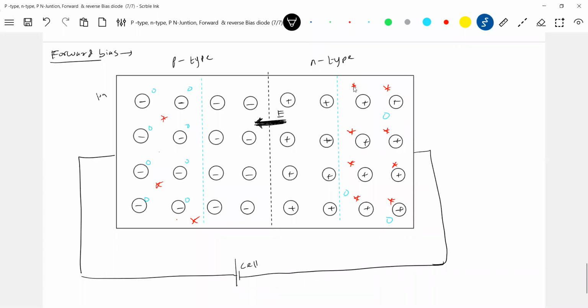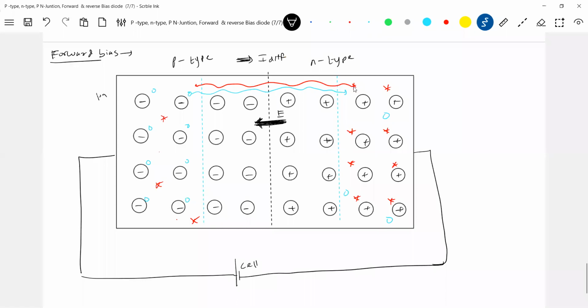Now, what will happen here? Let's see. So earlier, what happened? The most energetic holes were able to move. The most energetic electrons were able to cross on their own. Am I right? Similarly, the most energetic holes were able to cross on their own from P to N type, and the most energetic electrons were able to cross on their own from N to P type. And that is the diffusion current, no? And we showed it like this.